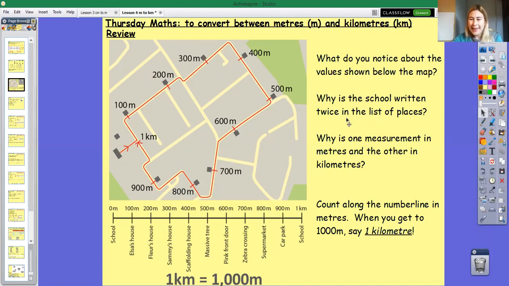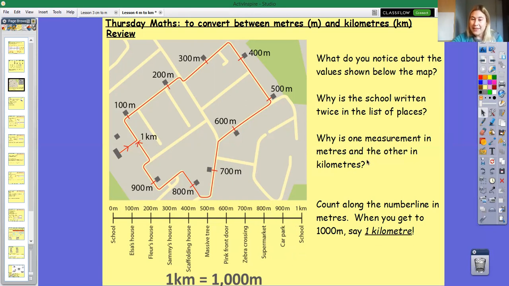Why is the school written twice on the list of places? So I hope you noticed the list here. What did you think about that? Well, I hope you noticed that on the map with the arrows, the red arrow, we're going sort of this way on our journey, and then this person must end up back at the school. So what they're trying to show here is that they start at the school, and then if they go to this first location here, that's 100 meters distance. And then if they carry on to here, it's 200 meters distance. Then 300 meters, join in with me guys, 400 meters, 500 meters, 600 meters, 700 meters, 800 meters, 900 meters, and then a kilometer. Okay, so 1,000 meters is a kilometer. And so they end up back at the school, don't they? So that's why the school is on the list twice.